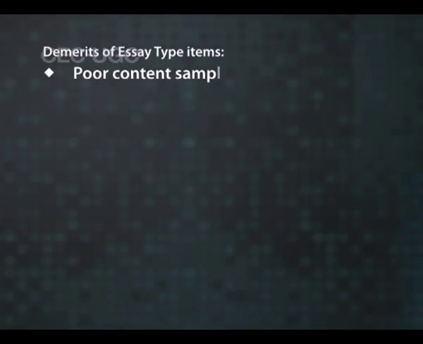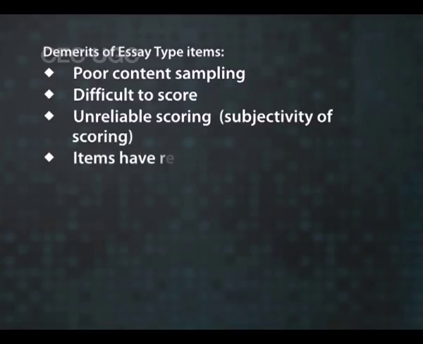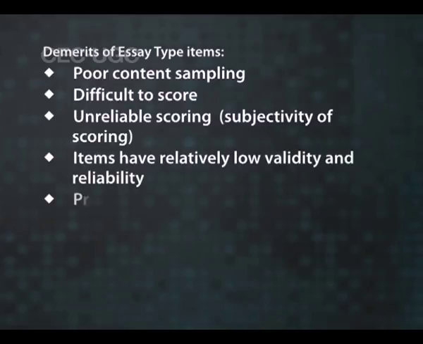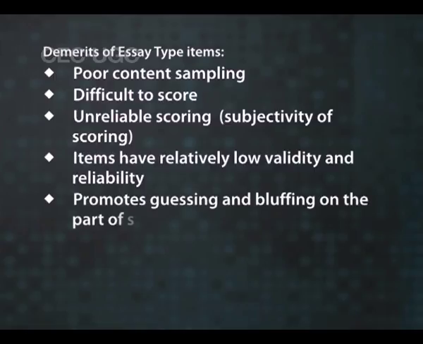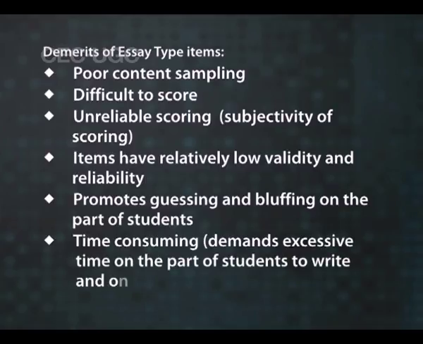Poor content sampling. Difficult to score. Unreliable scoring, that is, subjectivity of scoring. Items have relatively low validity and reliability. Promotes guessing and bluffing on the part of students. Time consuming. Demands excessive time on the part of students to write and on the part of teachers to assess.